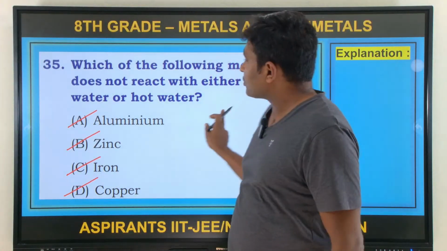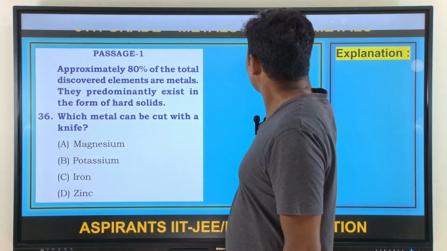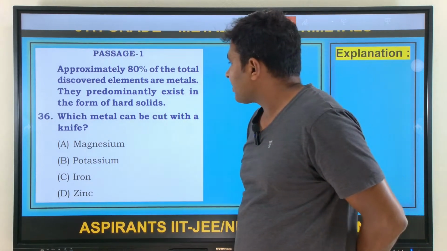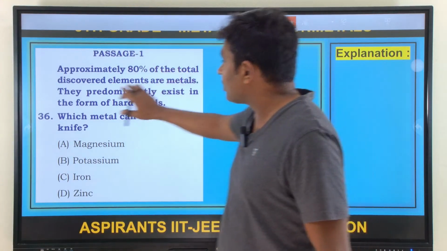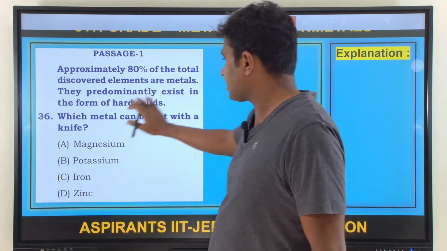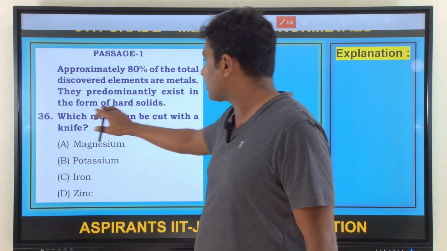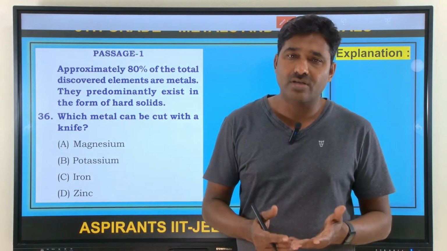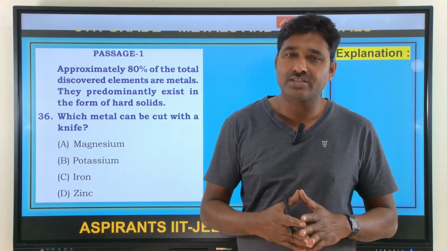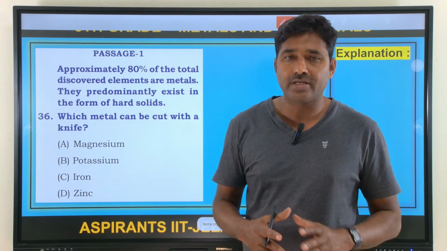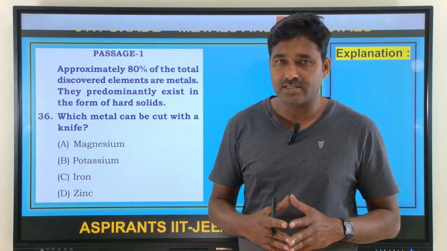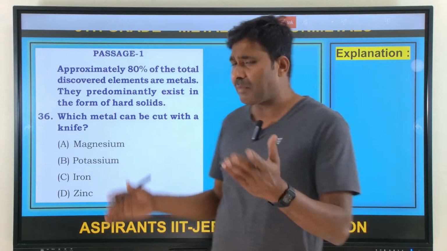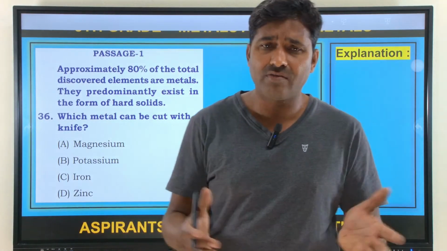Now, next question, passage type questions. The passage says approximately 80% of the total discovered elements are metals. They predominantly exist in the form of hard solids, with only a few exceptions. Most of the metallic elements are hard solids. They show characteristic properties due to their hardness and strong metallic bonds, such as malleability, conductivity, and ductility.